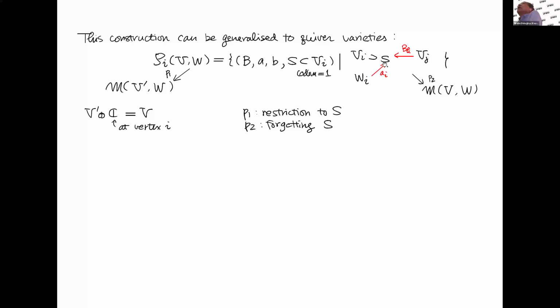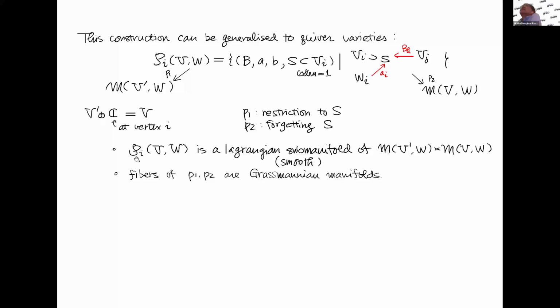Then I can restrict the map from V_I to other vertices into S. Then the moment map equation is still satisfied. So I have a map from P_I to M(V') down. And for the second, I can just forget this subspace and then get this M(V) down. And you can show that this P_I^{V,W} is a Lagrangian submanifold in the product of M(V',W) times M(V,W), as in the case of the conormal bundle. And you can also study what the fibers of these maps P1 and P2 are. And fibers are again Grassmannian manifolds. So in the previous example, it was a projective space, but in this case, this is a Grassmannian.